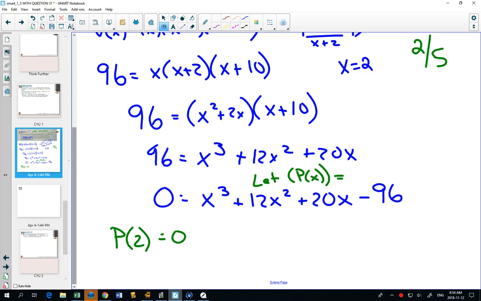What if you don't guess and check? Well, a couple of things that could help you with this. For 1, you would never check negative values of x. So I'd never check negative 1. I would never check negative 2 because the context of the question is a box where one side is x, and obviously x can't be a negative number. Okay? So I would have probably tried 1 first. And quick mental math, 1 plus 12 plus 20 minus 96 doesn't work. And then try 2 next, and so on.